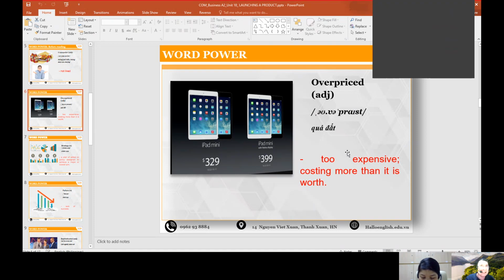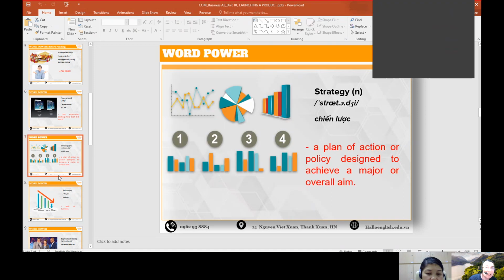That's overpriced. Okay? And in launching a product, in an advertisement, it should look interesting, and aside from being interesting, the price should be right also, not overpriced, not too expensive, so that the people or the consumers will buy that product. Okay, next, in launching a product, it's very important to take note.